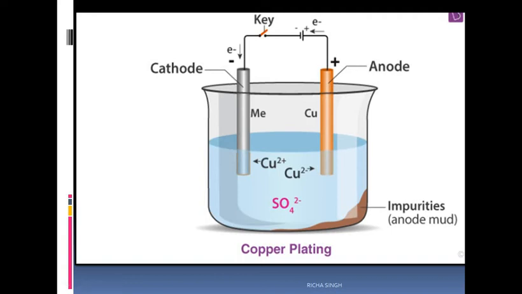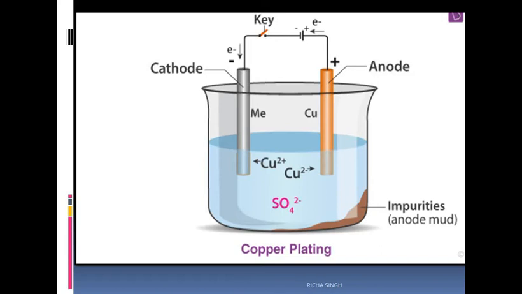When electric current is passed through the solution, the electrolyte will split into copper 2+ ions and sulfate ions. The copper ions are cations, so they will move towards the cathode and get reduced to copper metal, and this metal gets electroplated on the metal sheet we have taken at the cathode. The sulfate ions move towards the anode, the positive terminal, and the anode has copper metal because the anode is made up of copper only.